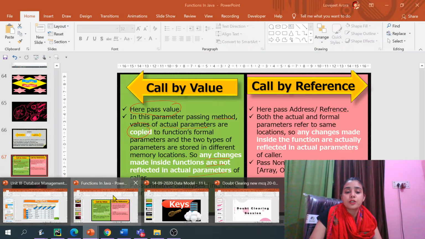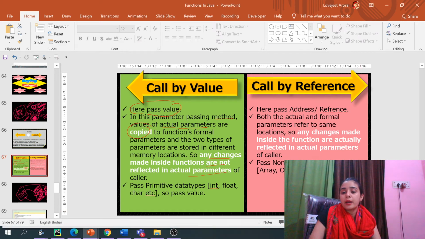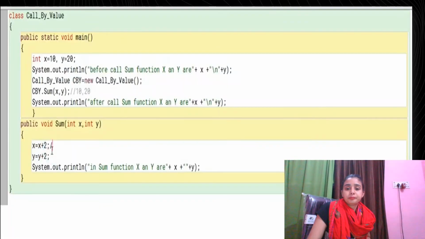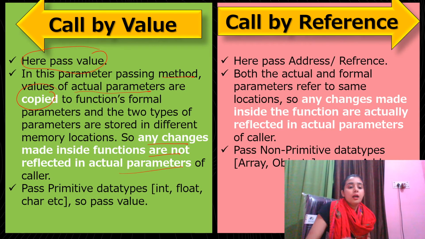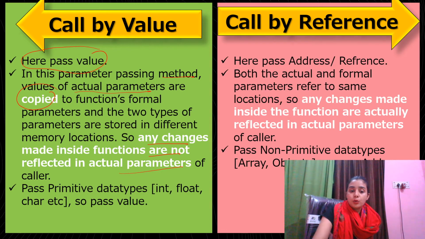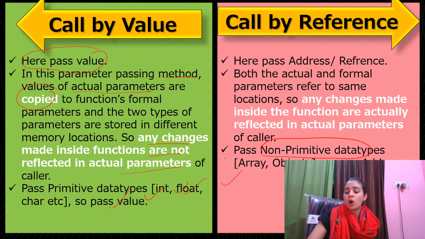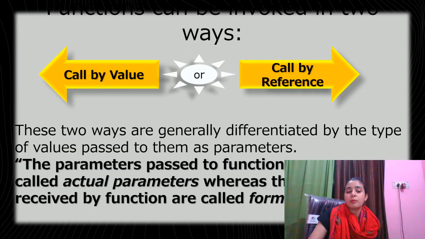So jumping back to the PPT, I'm reading it again for you guys. In call by value, integer, float, these primitive data types are passed. But when we talk about call by reference, we use non-primitive data types. So this is the bigger difference between call by value and call by reference.